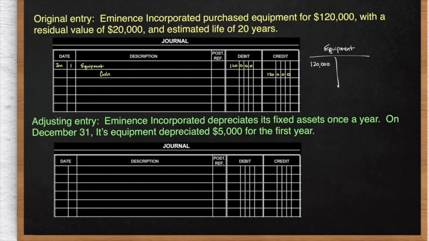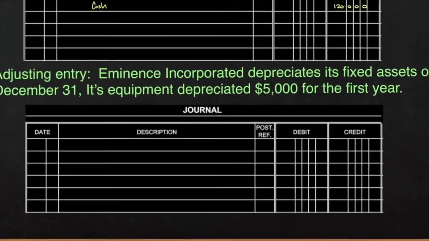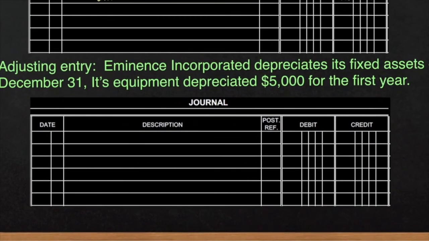I'm going to make my equipment T account, and from the original entry, it's a debit of $120,000. And now let's record the adjusting entry. Again, this is December 31st and not January 31st. Some textbooks will have you depreciate monthly, but in reality, fixed assets are depreciated once a year. How do I know this? Because I used to do the depreciation in real life.